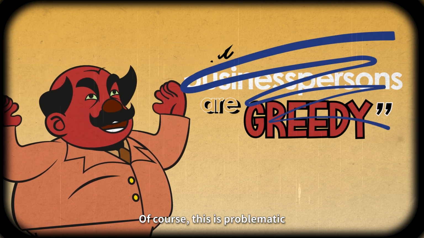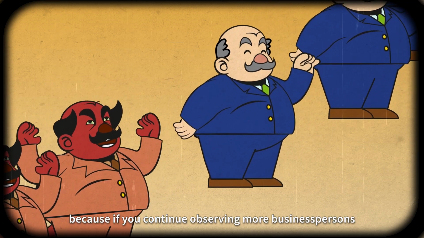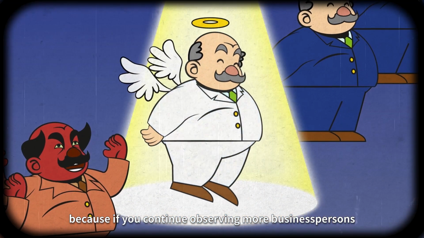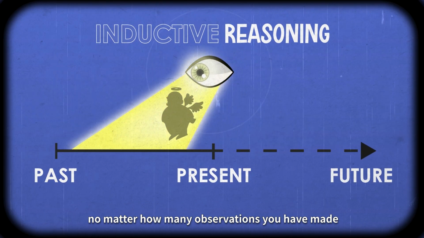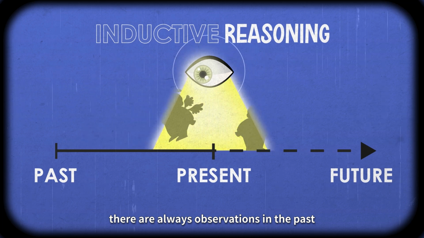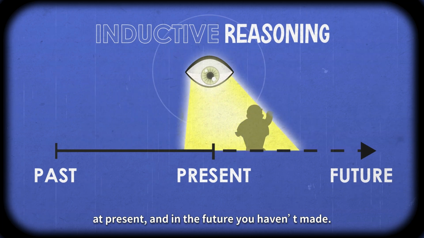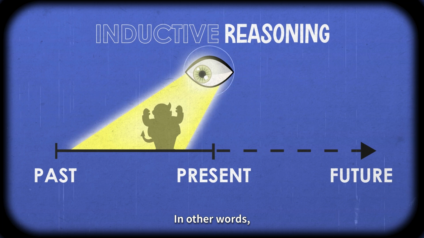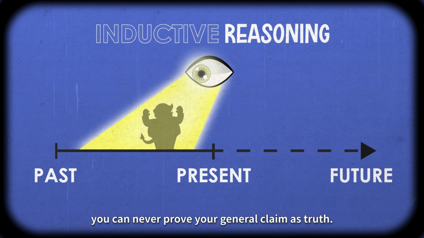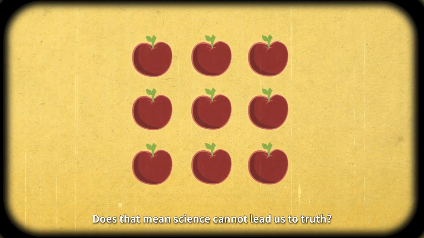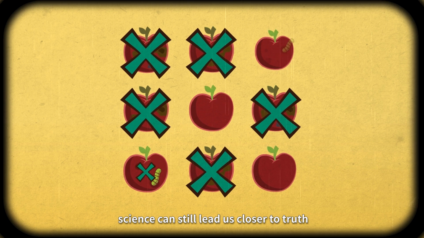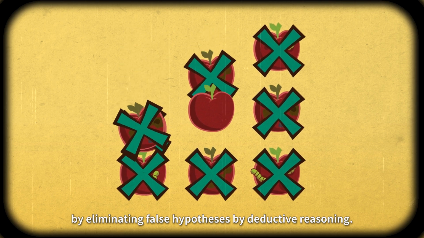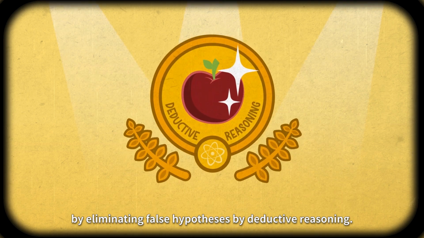Of course, this is problematic, because if you continue observing more business persons, you may find one who is not greedy. That is the problem of inductive reasoning. No matter how many observations you have made, there are always observations in the past, at present, and in the future you haven't made. In other words, you can never prove your general claim is true. Does that mean science cannot lead us to truth? Not really. Science can still lead us closer to truth by eliminating false hypotheses, by deductive reasoning.